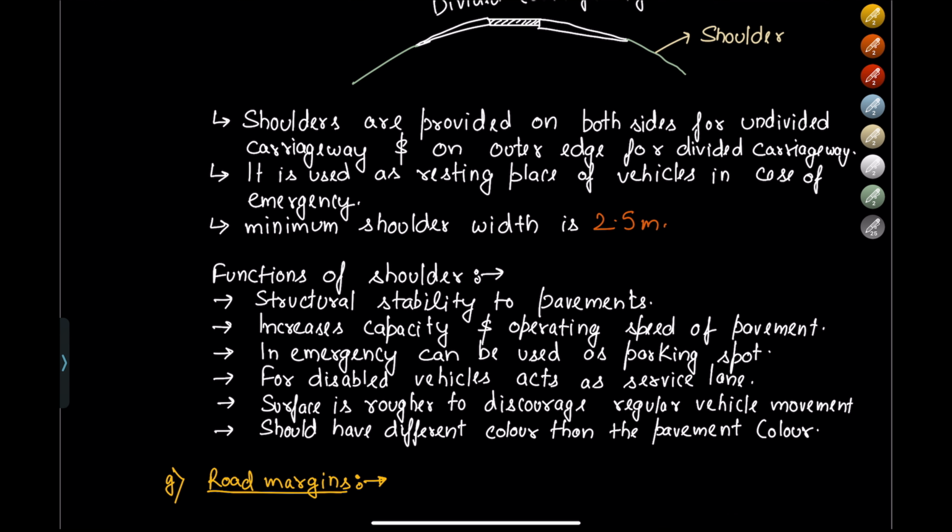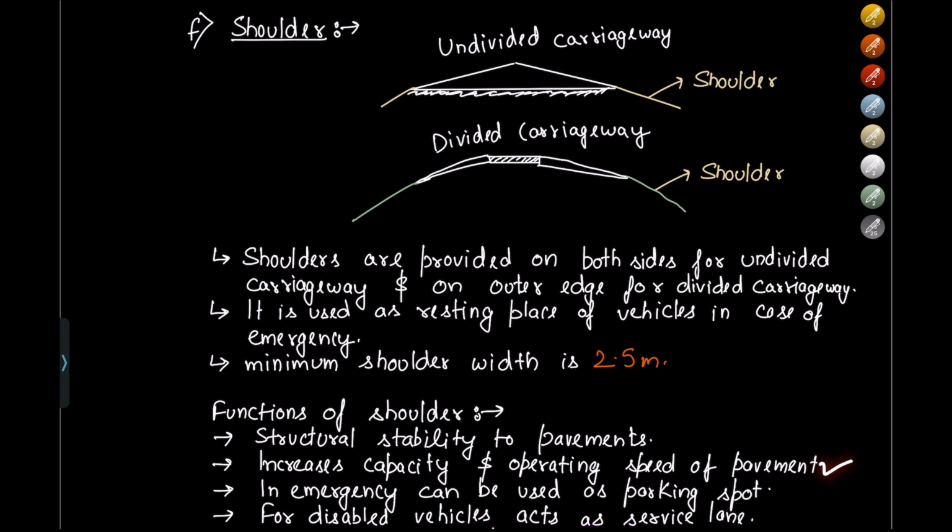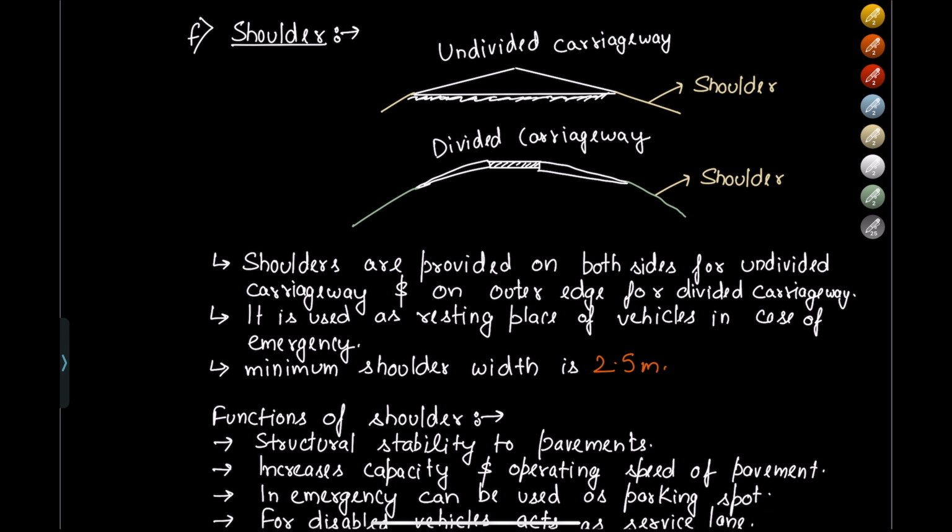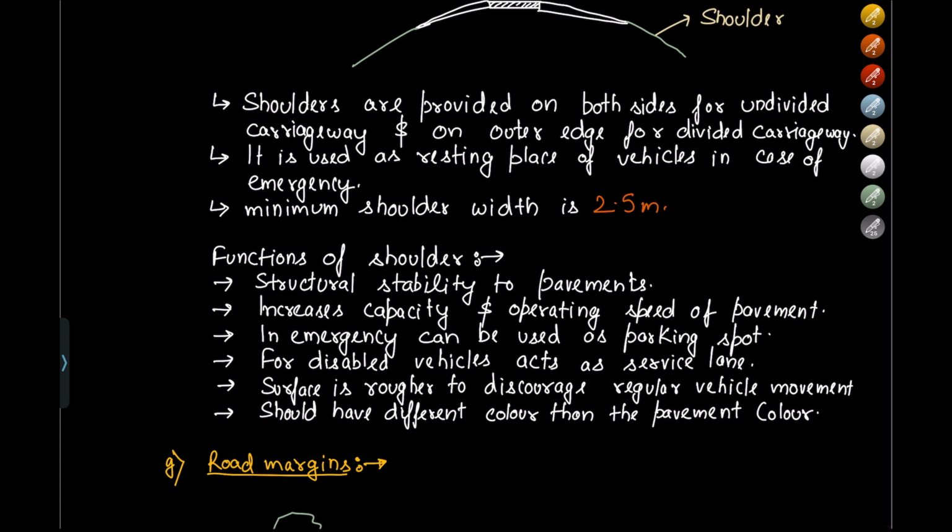It increases the capacity and operating speed of the pavement. In case of an emergency, it is possible to use the shoulder as another lane, and whenever there is some traffic obstruction or traffic jam in the road, shoulders can be used as a secondary travel path. In emergency, it can be used as a parking spot as well. For disabled vehicles, it acts as a service lane.